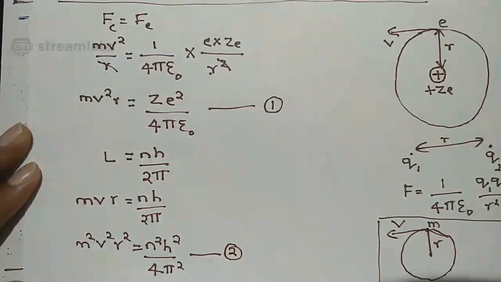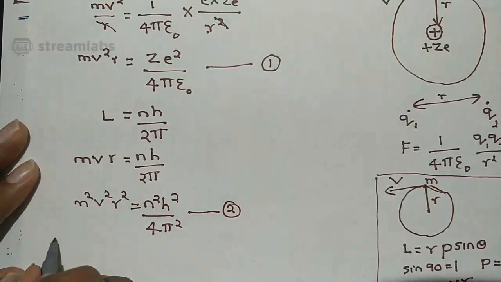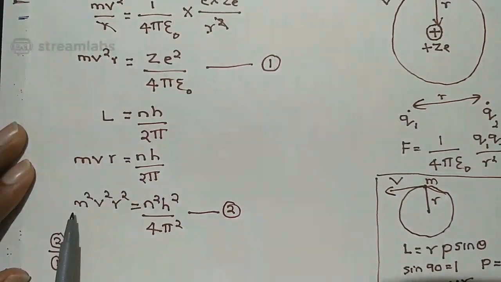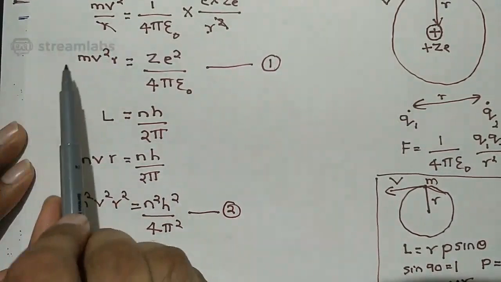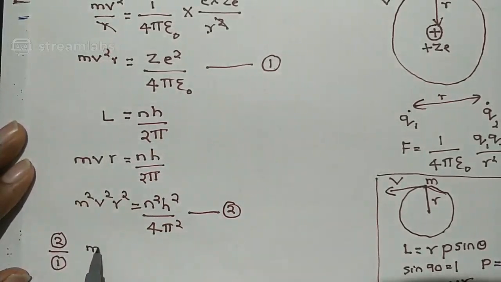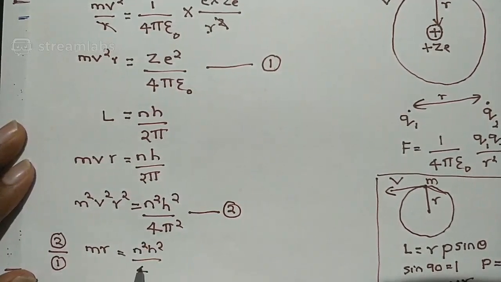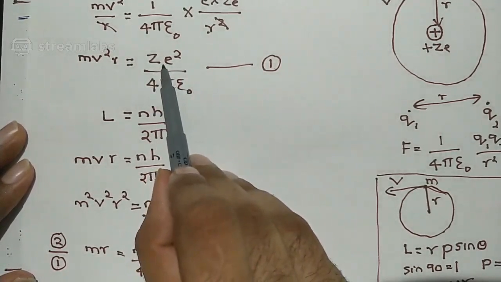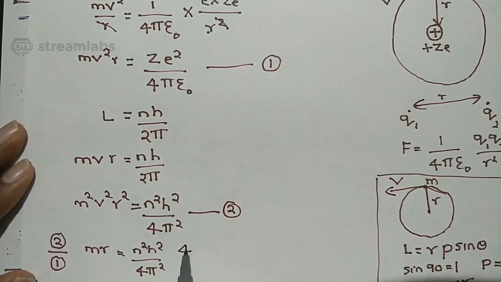So what you do is you do equation 2 divided by 1. Now here what you have is m square v square r square, and here m v square r. So that means v square cancels, 1 m will cancel and 1 r will cancel, remaining is mr, which is equal to n square h square by 4 pi square, whole divided by Ze square by 4 pi epsilon naught. That means 4 pi epsilon naught will go to the numerator and Ze square goes to the denominator.